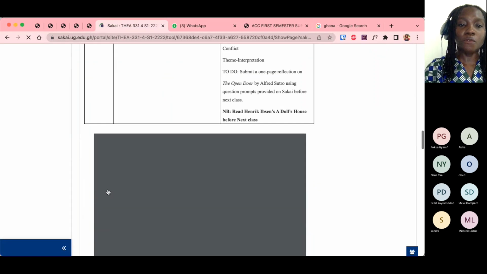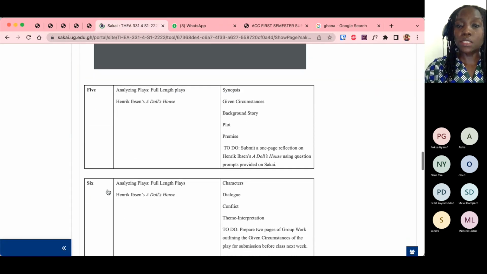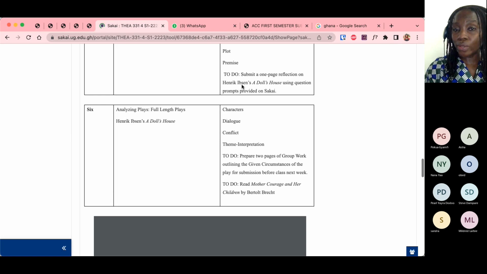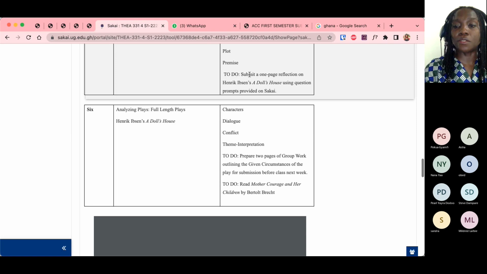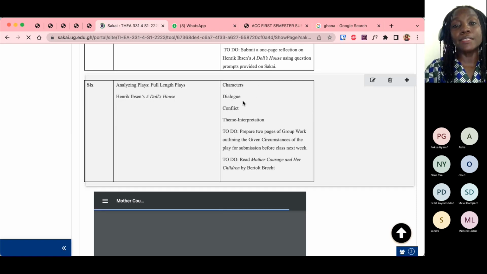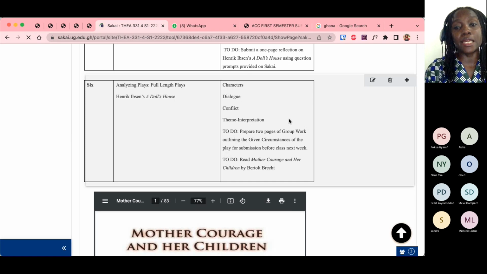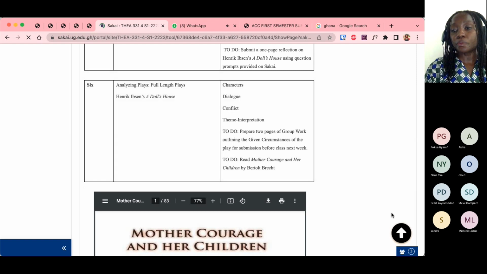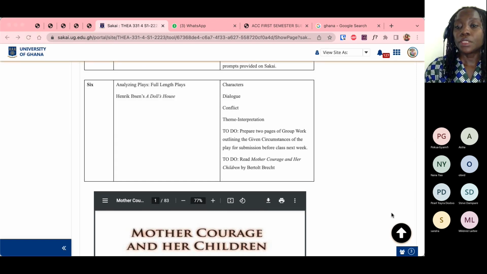So for week 5, we'll start analyzing Henrik Ibsen's A Doll's House. And it is during this week you'll be submitting your 2-page personal reflection using the questions. And then week 6, we will continue the analysis by looking at the characters, the dialogue, the conflicts, and then the theme and interpretation. And this is when groups should submit their group work on the same play by also reflecting on their questions.